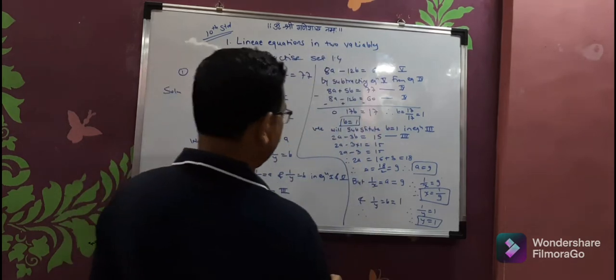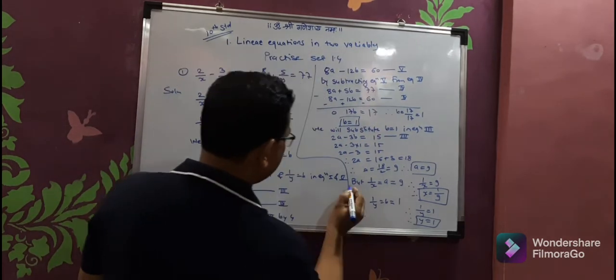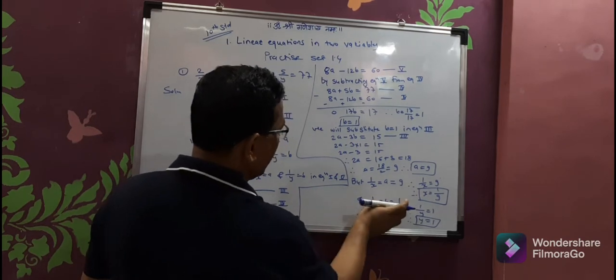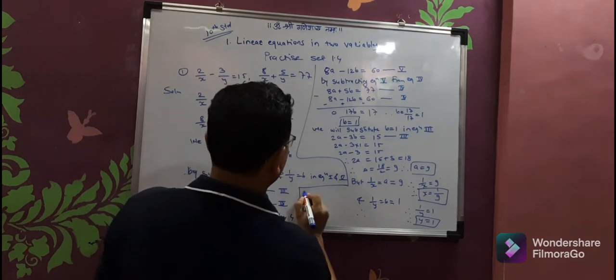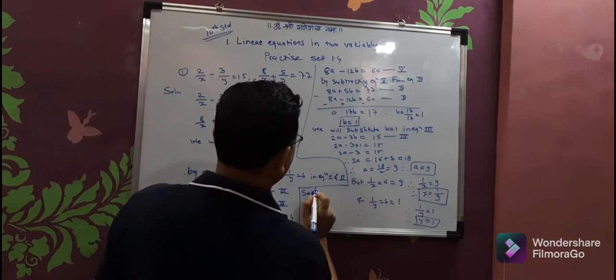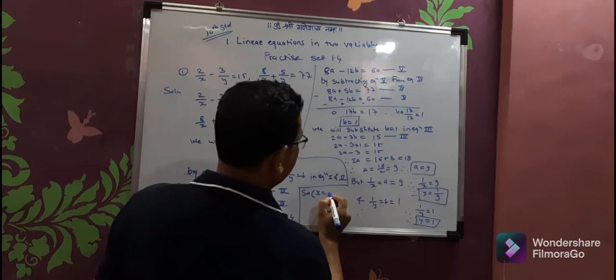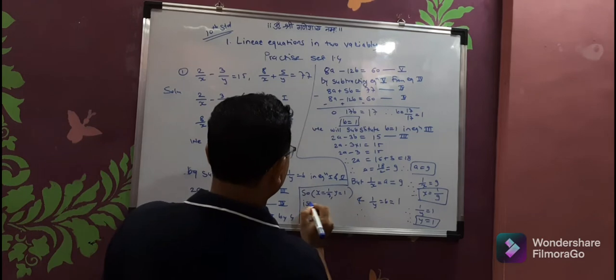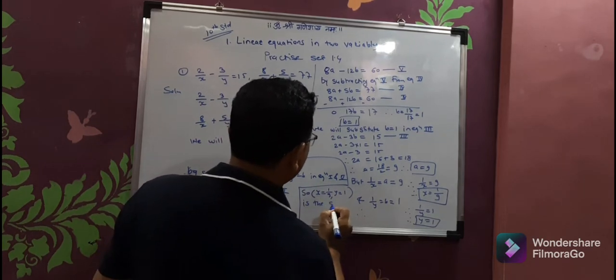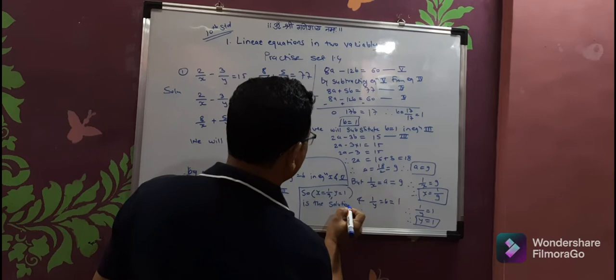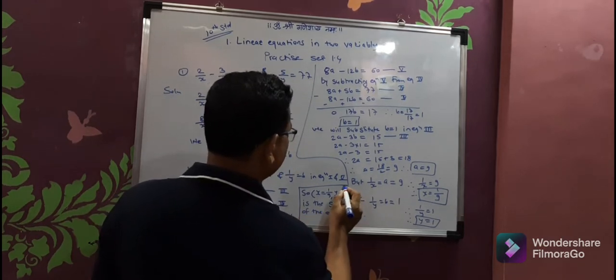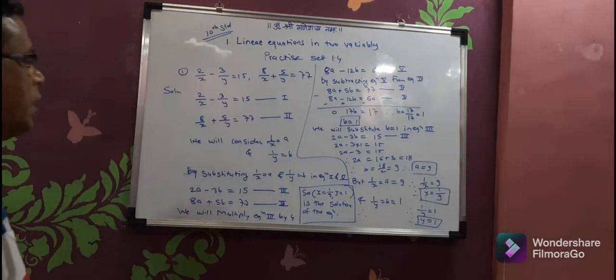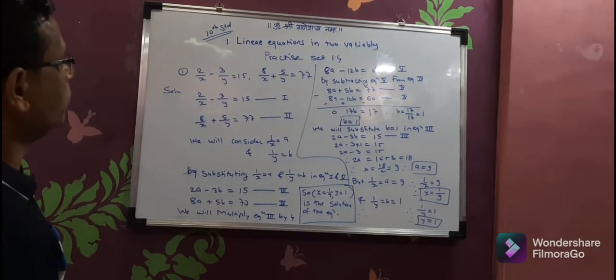So what will the answer be? We will write the answer here; due to the constraint of space I am writing here. So x is equal to 1 upon 9 and y is equal to 1 is the solution of the equation. This is the answer of this problem.